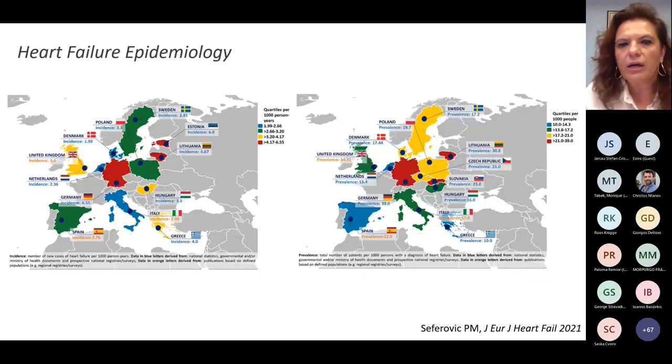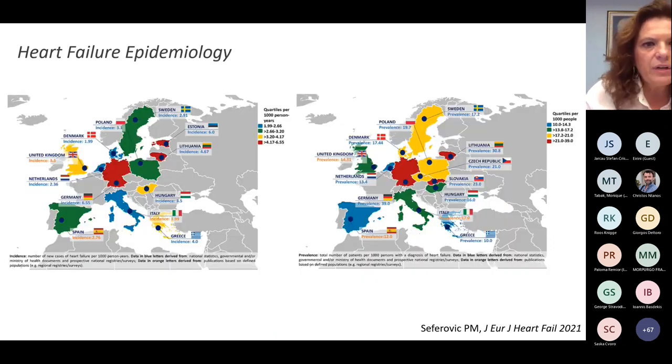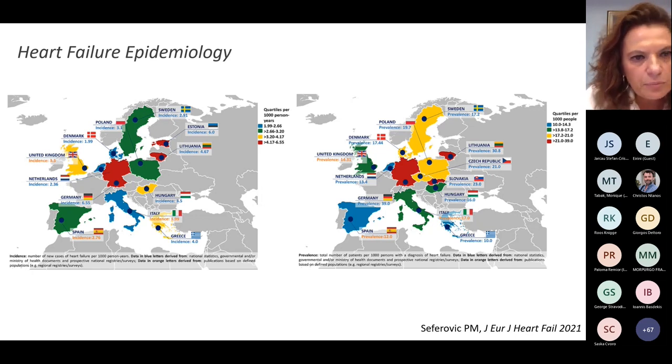randomized control trials. Here you may see the heart failure epidemiology, as this was indicated in a recent publication in the European Journal of Heart Failure. We see many centers of Europe and from former Soviet Union countries, plus Middle East. Some countries didn't provide their data, but you may see at the left the incidence of heart failure, and at the right, the prevalence of heart failure in Europe.